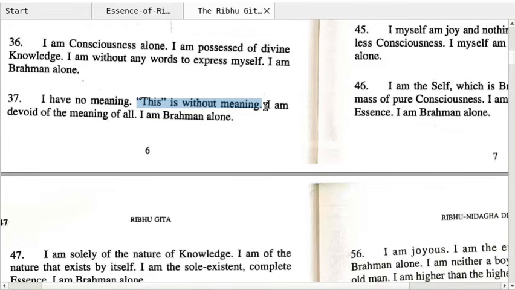Because some people are going to ask, what is the meaning of that then? I am nothing, I am empty, I am formless, I am eternal, I am timeless. I don't even think, don't even desire. What is the meaning of this? And here, you will find this rarely written anywhere. He says, I have no meaning. This one is without meaning.